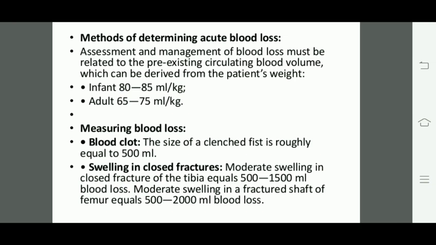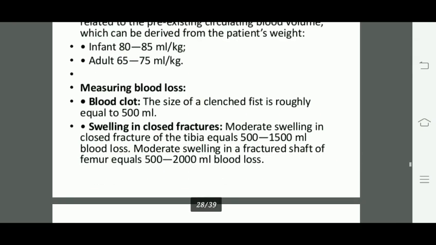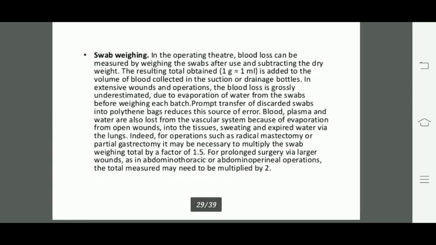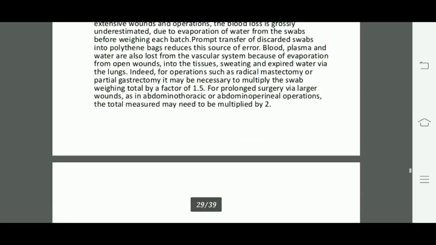So how do you measure the blood loss? So firstly, we have the blood clot. The size of a clenched fist is roughly equal to 500 ml. Swelling in closed fractures. Moderate swelling in closed fracture of the tibia equals 500 to 1500 ml of blood loss. Moderate swelling in a fractured shaft of femur equals 500 to 2000 ml blood loss. The swab weighing, it's not that important, but still you can just go through that.